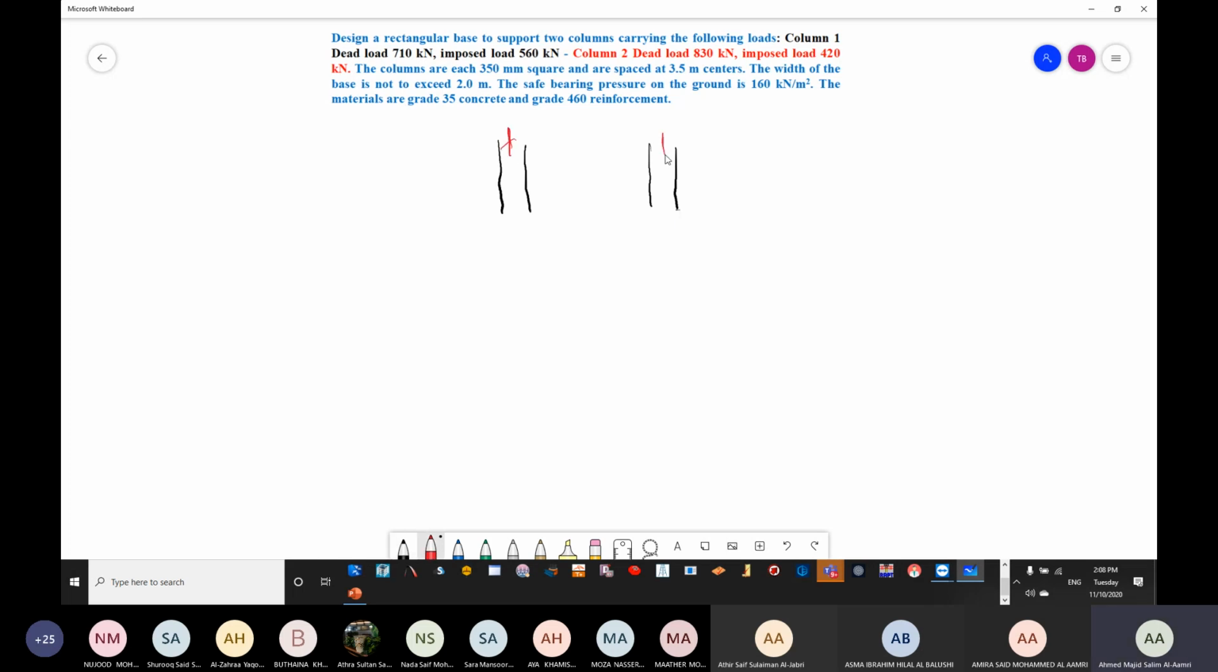And we have the distance between the two columns to be 3.5 meter. They told me the columns are spaced 3.5 meter centers. Okay. And we have something called column number one, and this dimension for the column is 350 mm. And they told me this is in terms of a longitudinal section. This is in terms of a plan.